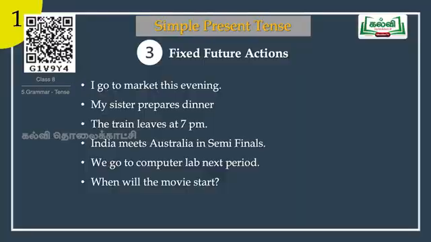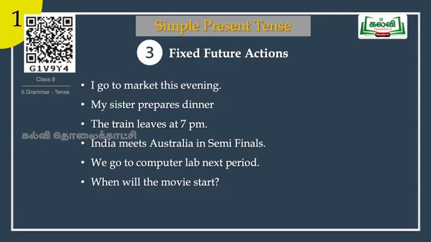That is why I insist all of you, do not get confused with tenses and time. You can express a future action in simple present tense. You can express a near future action in present continuous tense. That is why I ask you to follow this lesson carefully so that you will better understand all the 12 tenses and why we need to use all those things. To express future events: I go to market this evening, my sister prepares dinner tonight, the train leaves at 7 p.m., and India meets Australia in the final.